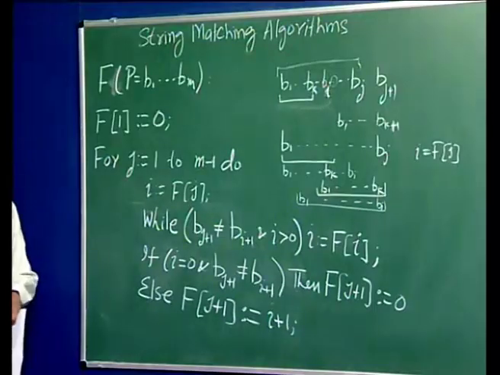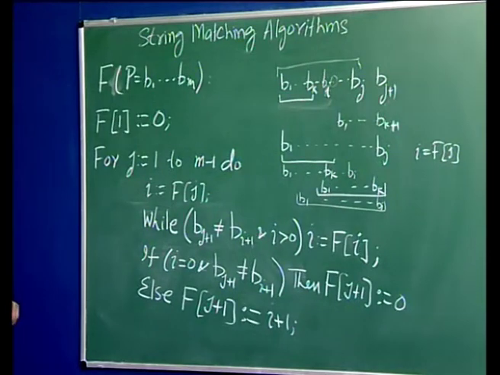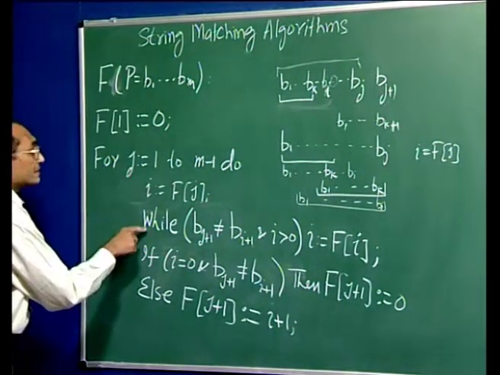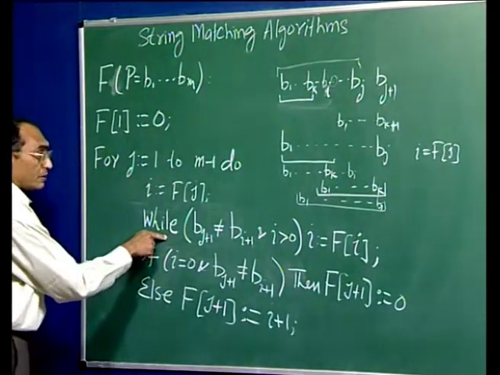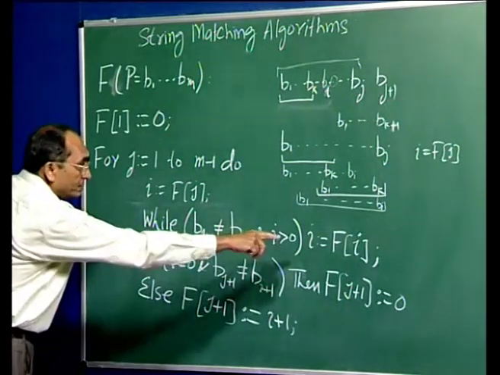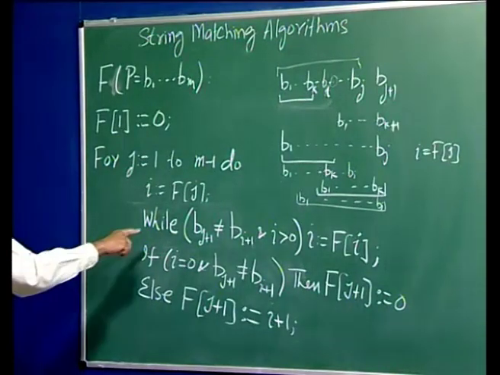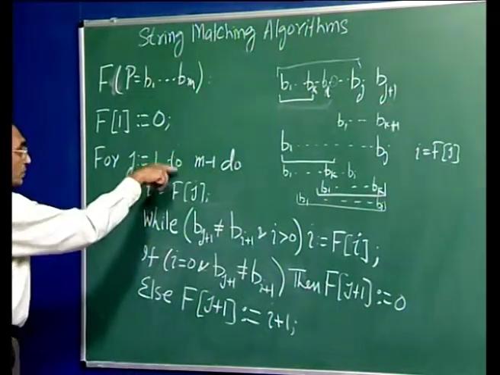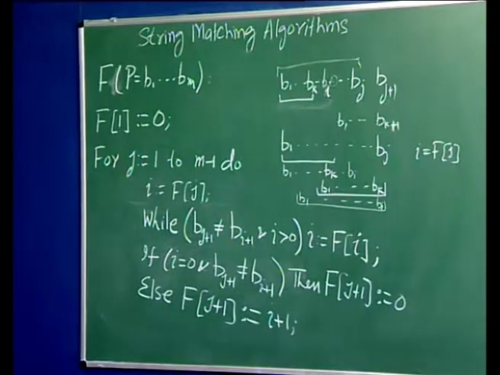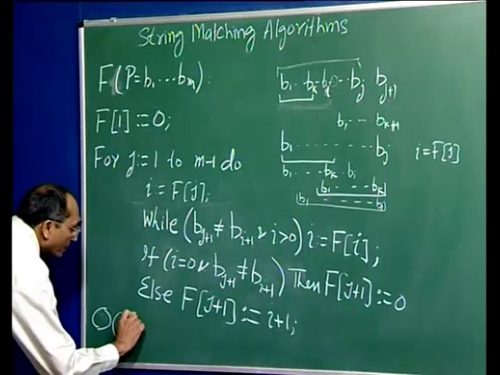That computes the desired function f, and the complexity of this computation is that in the worst case this loop goes all the way, and it may take at most m steps. Certainly less, but no more than m steps. This loop also goes through m times. So, this we can compute in order m square time.